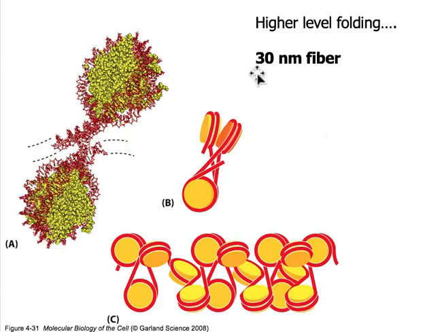The basic 10 nanometer fiber, the beads on a string, can be wrapped around with adjacent nucleosomes to form the 30 nanometer fiber. Research into these structures suggests that the configuration adopted by the 30 nanometer fiber can range from a loose configuration as indicated on the left side of panel C to a tighter configuration as indicated on the right side of panel C.